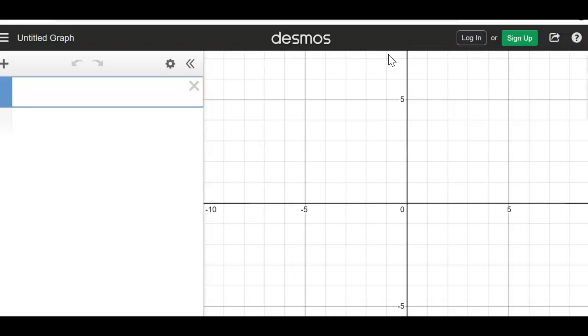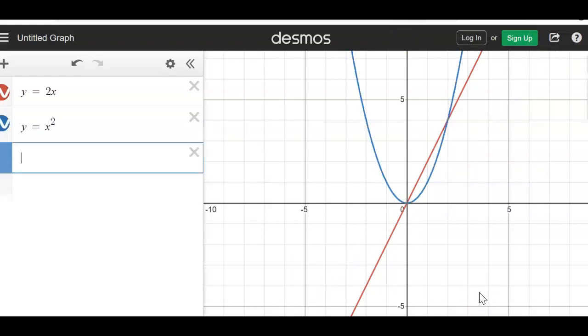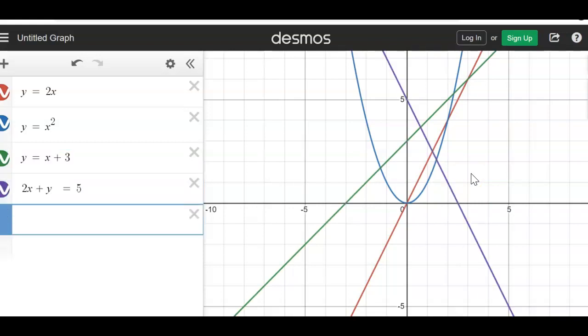You know, in order to be a linear equation with A, B, and C, you can't have x in the denominator, you can't have x under the square root, all those kinds of things. I wouldn't tell them that. What I might give them is a list of equations. I might give them y equals 2x, y equals x squared, and different things, like y equals x plus 3, 2x plus y equals 5. I might give them just a bunch of different things.